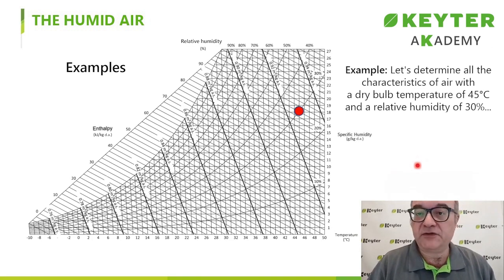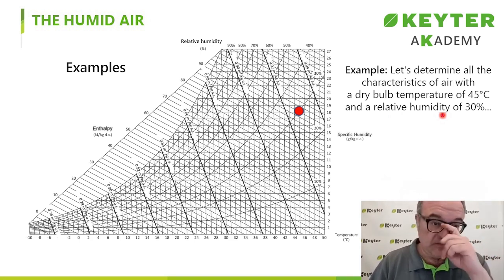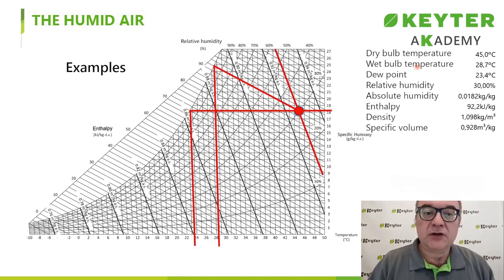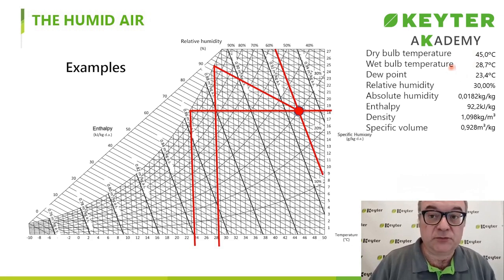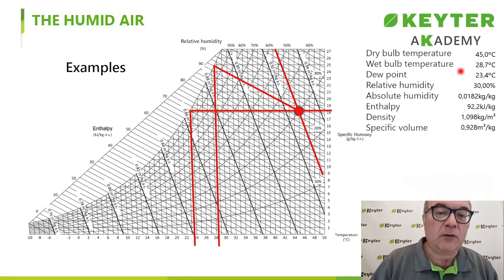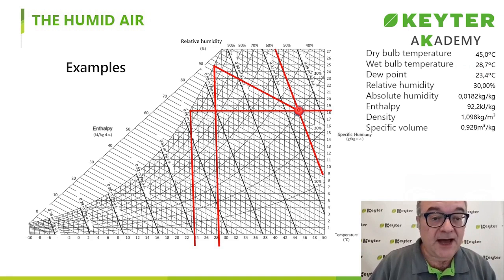Let's see a couple of examples. At this point, it is necessary to determine all the characteristics of air with a dry bulb temperature of 45 °C and a relative humidity of 30%. If you want to pause the video, perform the exercise, and we shall see it. What would those characteristics be? We knew the dry bulb, 45 degrees. The wet bulb temperature is 28.7. How? Launching from the wet bulb, descending to the dry bulb, we obtain the value of 28.7.